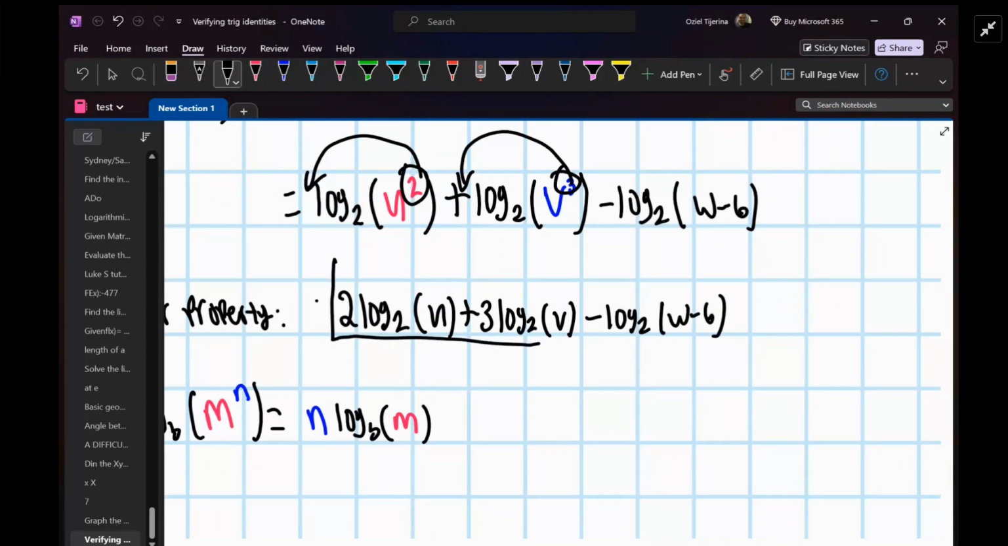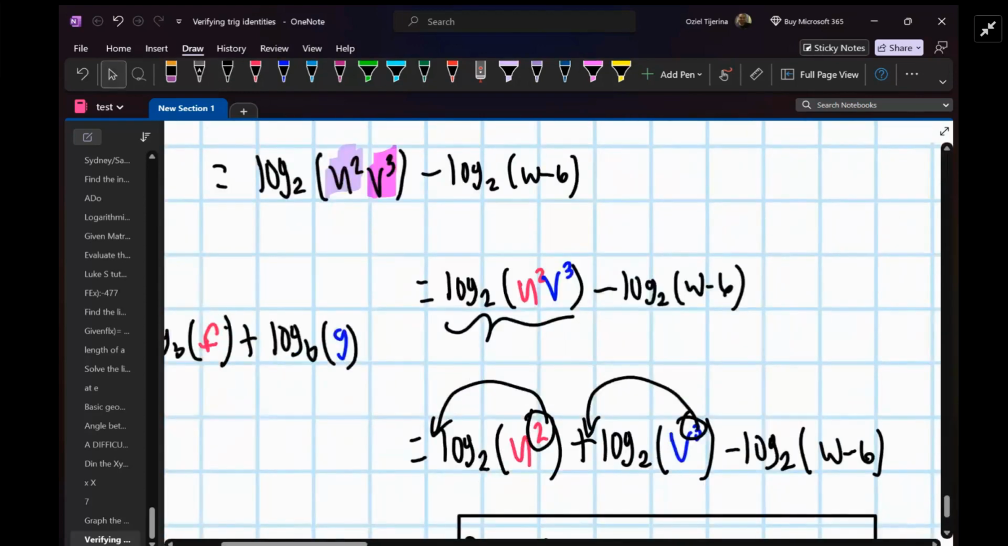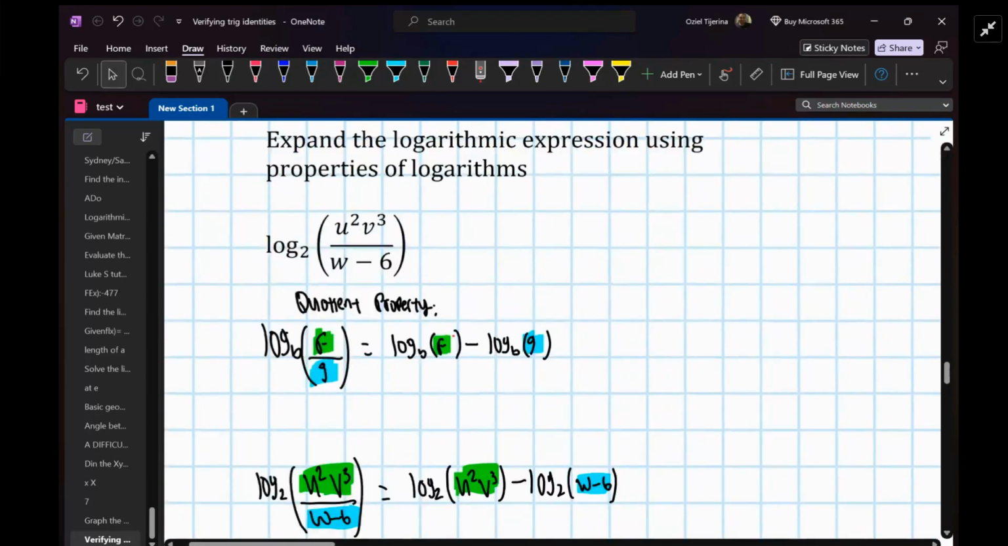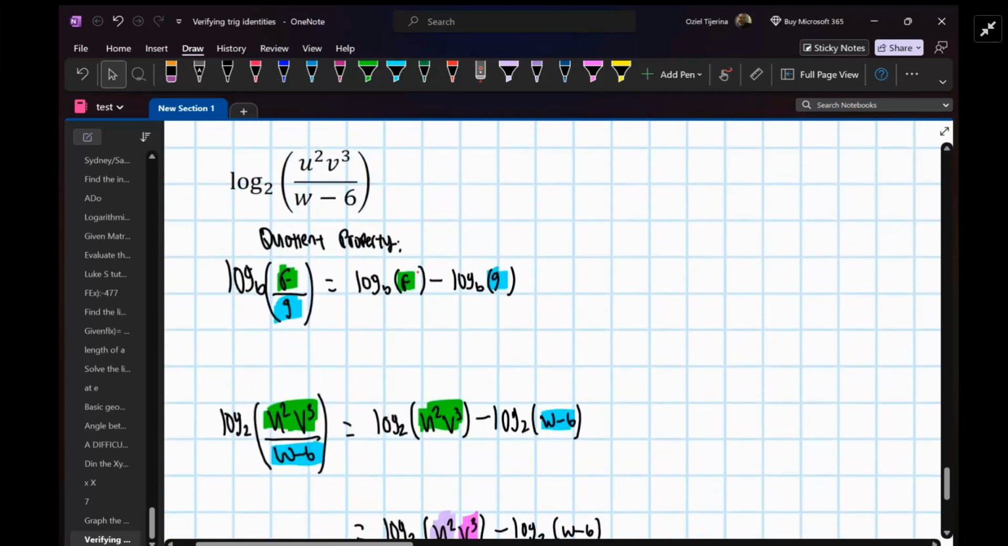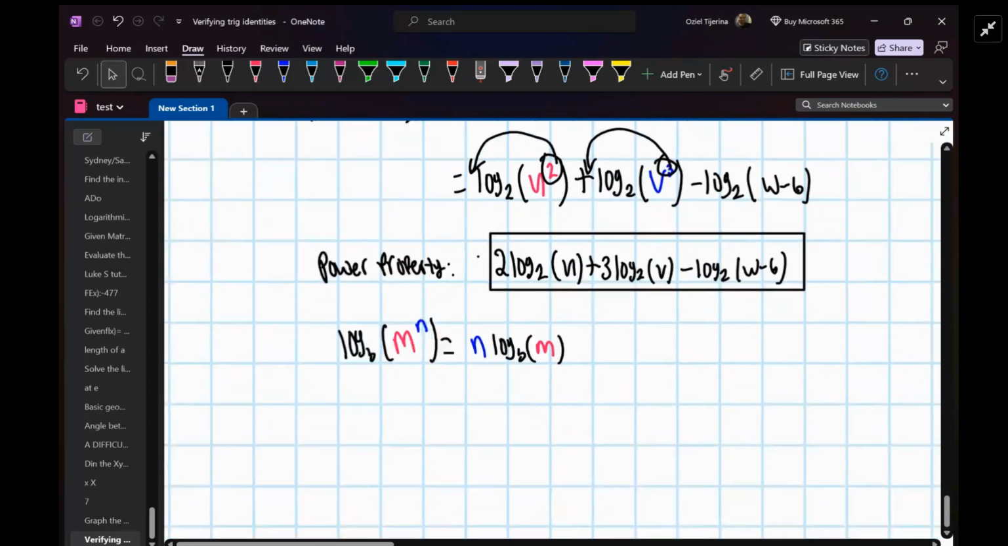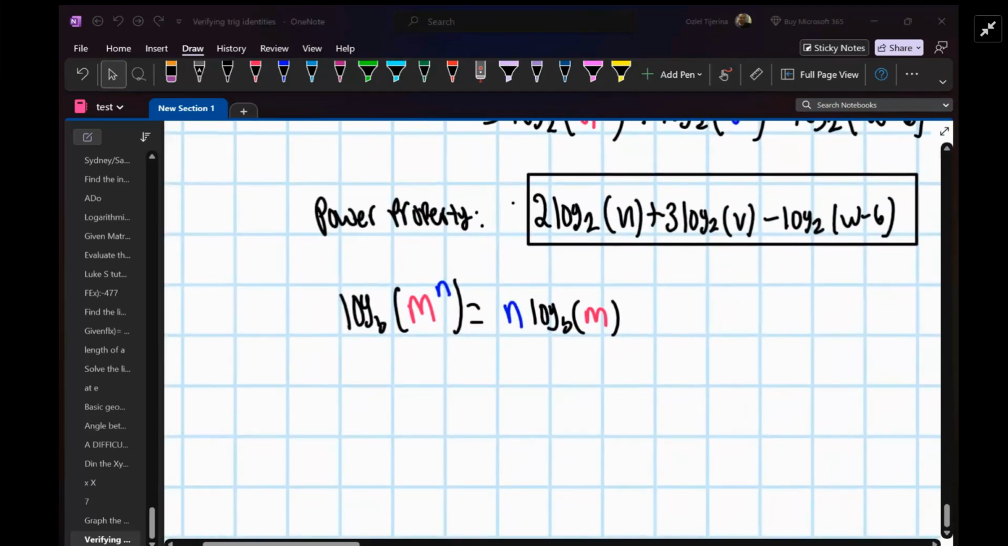So this would be our answer for the expanded version of the log base 2 of the quantity u squared v cubed over w minus 6. So hopefully that helps, guys. I'm sorry if this is a lengthy problem, but I hope that helps.